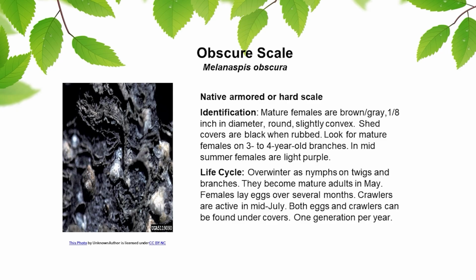Obscure scale overwinters as nymphs on twigs and branches. They become mature adults in May. Females lay about 50 eggs over several months. Crawlers are active in mid-July through September. Both eggs and crawlers can be found under covers. They have 1 generation per year.